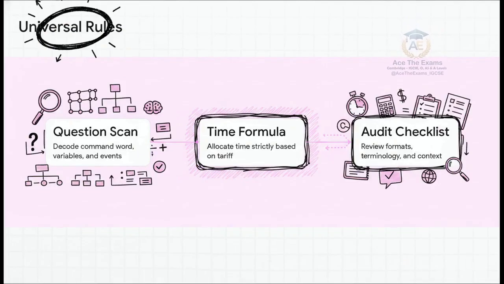Rule 1, the 3-step question scan. Before you write a single number, you must decode the command word, identify your variables, and map out your dependent events. Rule 2, the marks per minute formula. You have to manage your metrics under extreme pressure. Allocate your time strictly based on the tariff of the question. Don't spend 10 minutes on a 2-mark AO1 definition. Rule 3, the post-writing compliance audit. Think of this as your final review checklist. Always double-check your formatting, your terminology, and ensure your final PEL or link connects directly back to the context.